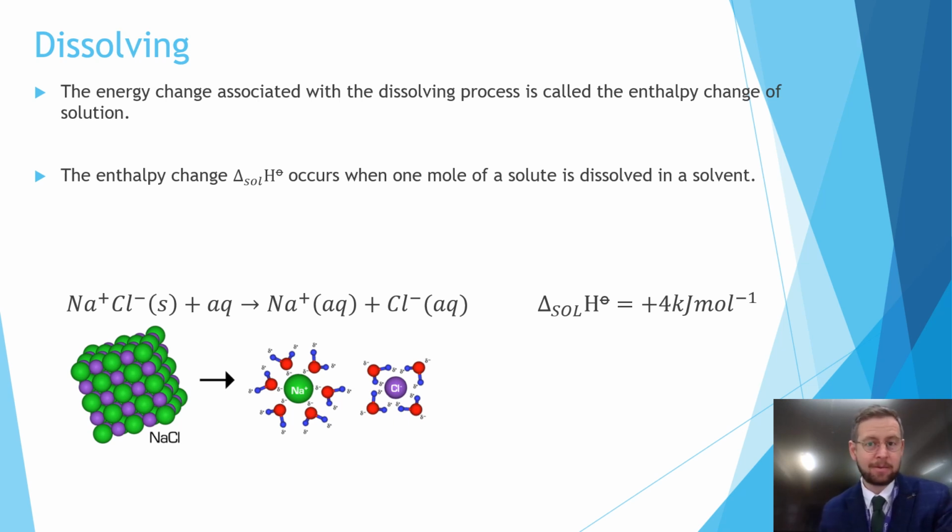And we represent it with the notation that it's delta subscript sol for solution, and then H for enthalpy, and then the symbol for standard conditions, the little underground symbol. Now, what we basically mean here, and using sodium chloride as an example, is we have a sodium chloride crystal and we are disrupting it to make its ions float separately from each other and become completely surrounded by water molecules. This particular reaction has an enthalpy change of plus 4 kilojoules per mole.